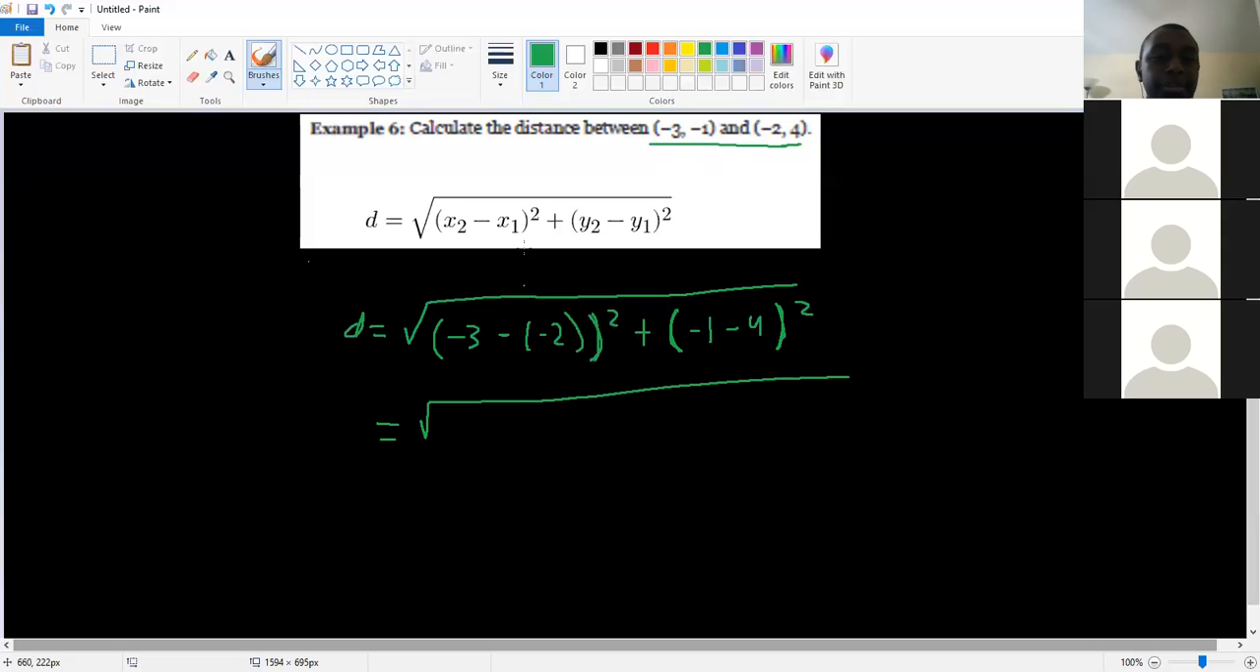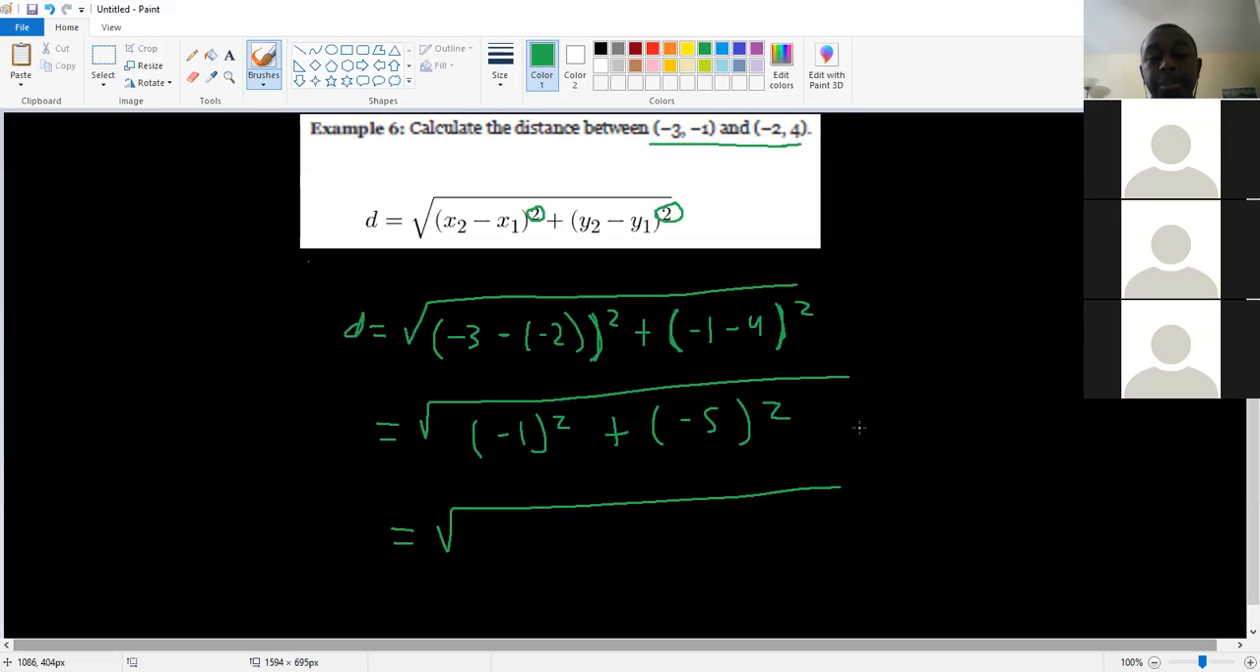So all you have to do is substitute it into the equation. Just remember to not forget squaring. Okay, so you can still just go through the rest of the problem. So -3 minus -2 is what? -1. Okay. Then -1 minus 4? -5. Okay.